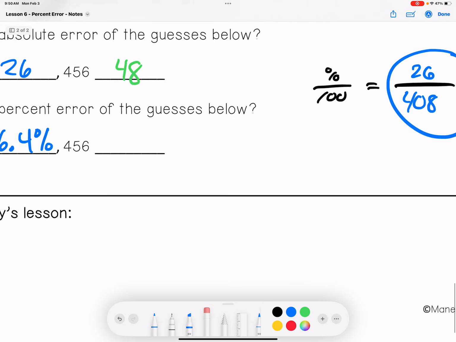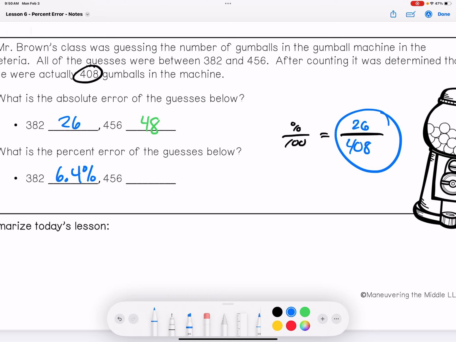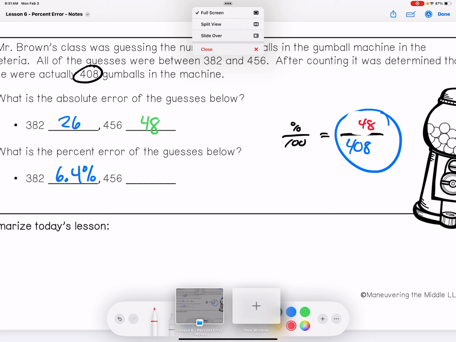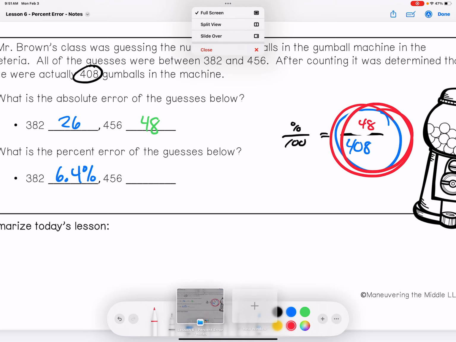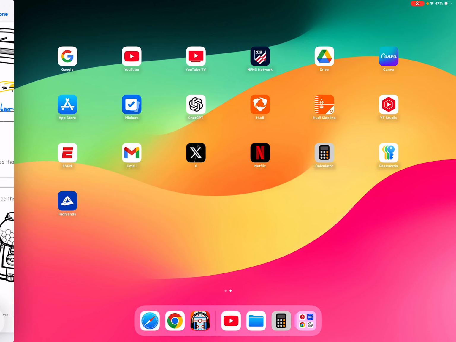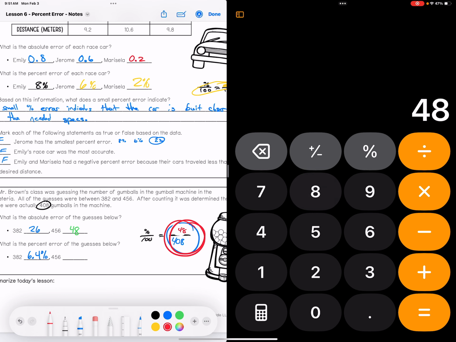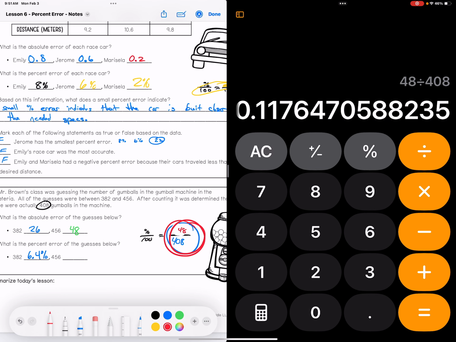All right, we would have done the same exact thing on the next one, except instead of having 26 there, we would have had the error from the second one, which was 48. We would have divided, or if you do the cross product thing, you could have done 48 times 100, which would have been 4,800 divided by 408. Or, as I've told you guys already, if you're looking for the percent, all you got to do is divide the top number by the bottom number. This only works when you're looking for the percent.